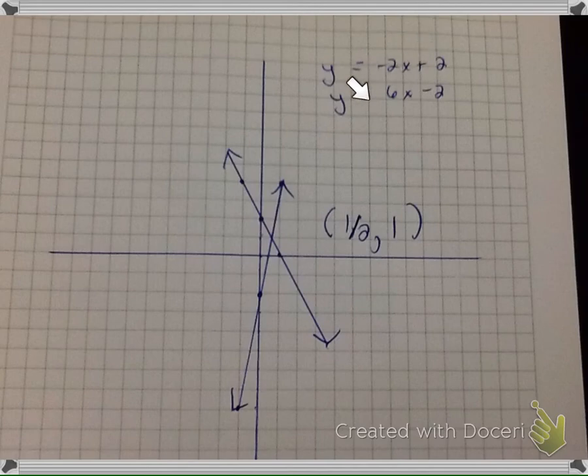Here I'm going to start with 2. That would be right here, 0, 2. And then this tells me go down 2 and to the right 1. I'll write it as a fraction for you. Go down 2 and to the right 1. So down 2 and to the right 1, down 2 and to the right 1.